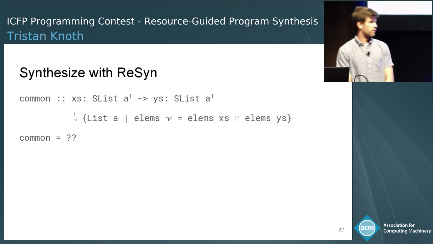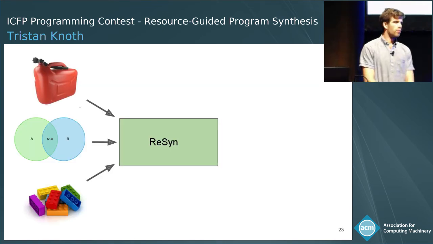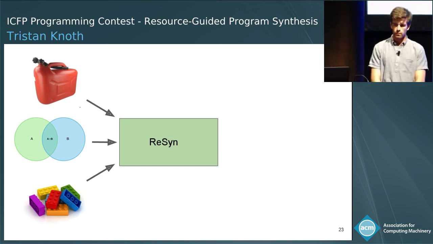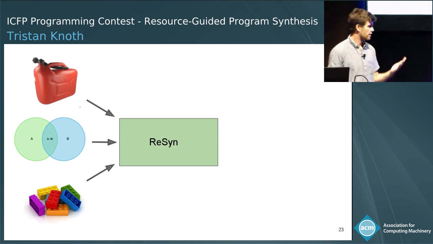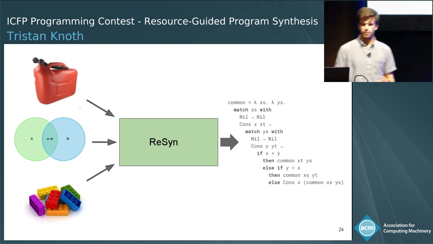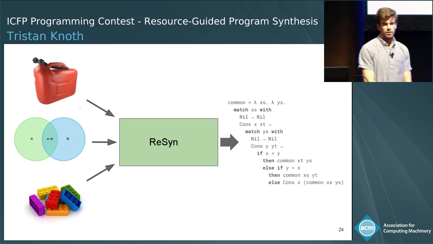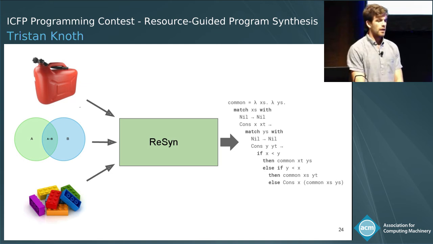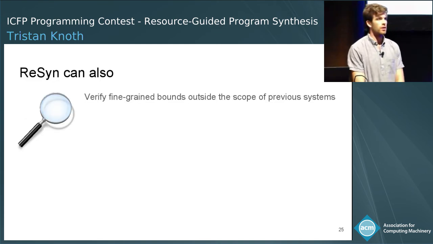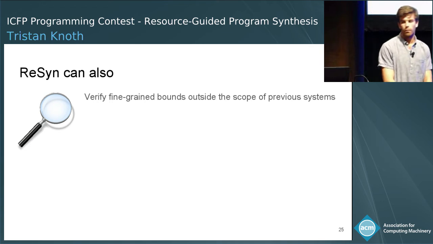So now we have a complete specification for ReSyn, the synthesizer I've implemented using the type system I developed. And ReSyn uses resource analysis throughout the synthesis process, modularly verifying resources in order to prune away slow programs as early as possible. So we can give ReSyn the functional specification, the set of components, and now our resource information. And ReSyn generates the exact linear time implementation of common I showed you earlier.